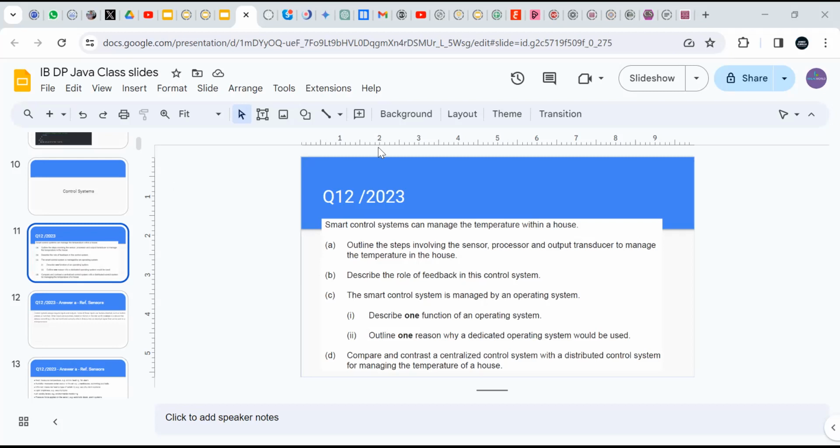This is an exam question that is related to control systems. I just want to understand how far you are in the control systems. We will not go into too much detail on that at the moment, but let me try to understand your status. A smart control system can manage the temperature within a house. Outline the steps involving the sensor, processor, output transducer to manage the temperature in the house. Do you mind telling me first, what is the sensor, what is the processor, what is the transducer?